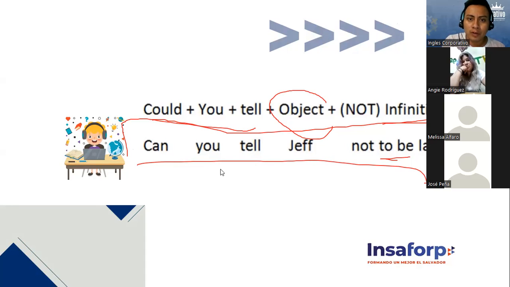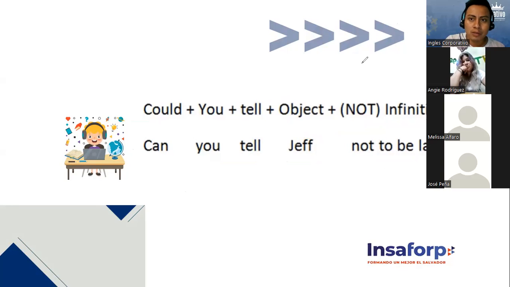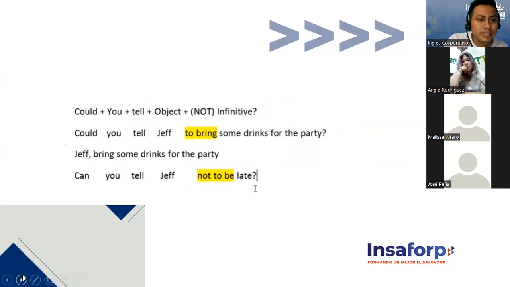And this is the one we have already talked about. Let's move on, more ideas. Then you're going to help me out with some examples based on this. We have, could you tell Jeff to bring some drinks for that party? Same way, right after the object, which in this case is Jeff receiving the action. And then we have the infinitive, to bring. If it is negative, not to, that's it. So this is basically what you have already shared.